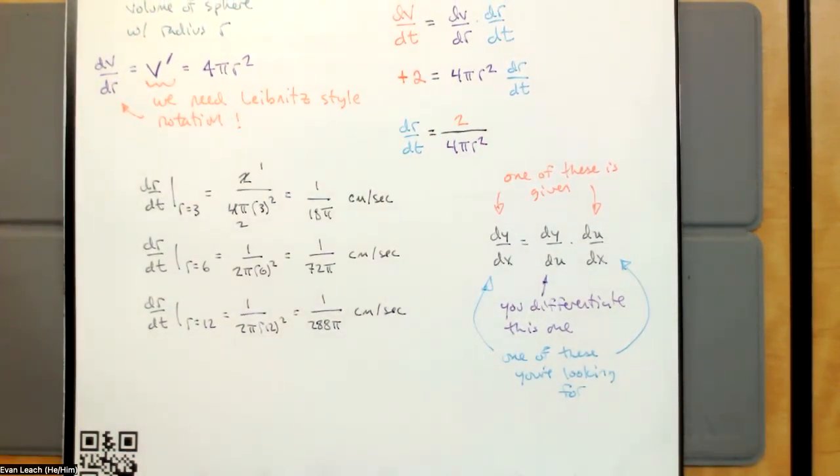And that's the whole game. One of those you're given, one of those that you're looking for, one on the outside, and the middle one is the one that you differentiate. But it's in the wrong variable. So that's why you need the chain rule.